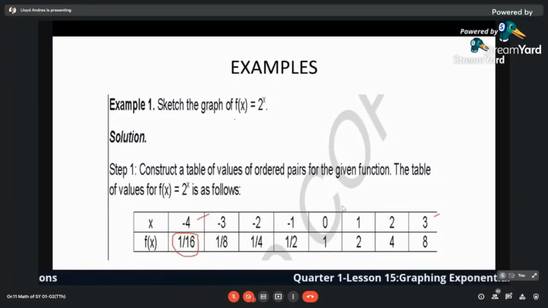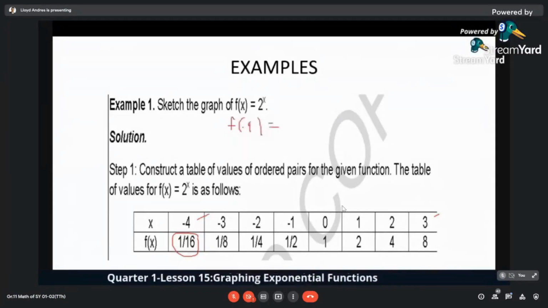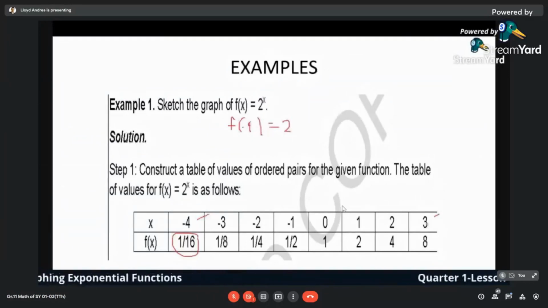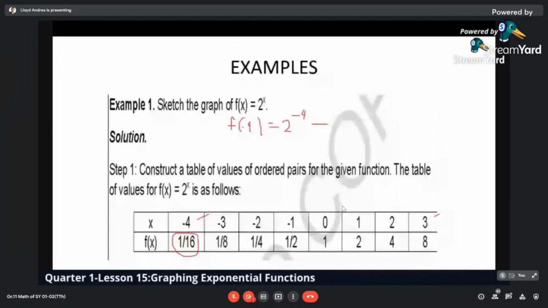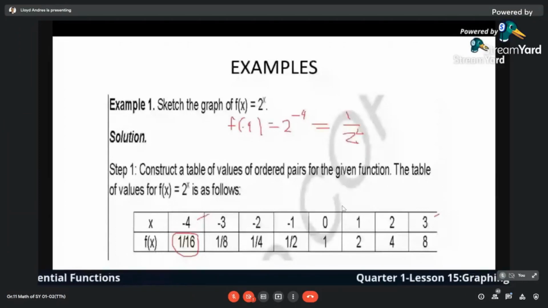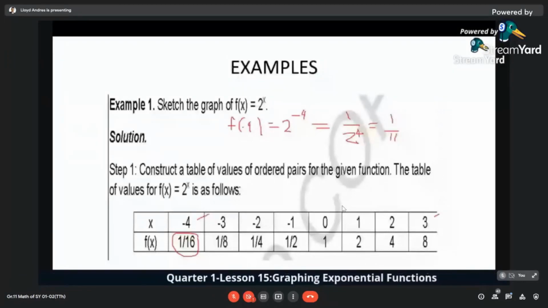Meaning, f of negative 4, since it is 2 raised to x, is 2 raised to negative 4. And we know that 2 raised to negative 4 is, take the reciprocal, 1 over 2 raised to 4 so the denominator becomes positive. And we all know that 2 raised to 4 is 16. So it becomes 1 over 16.